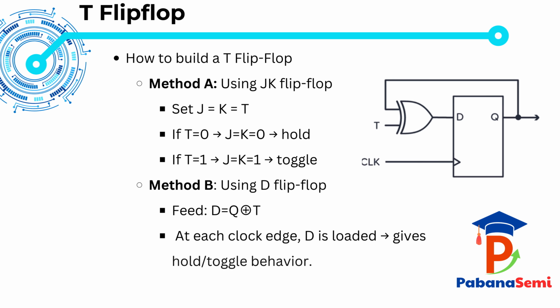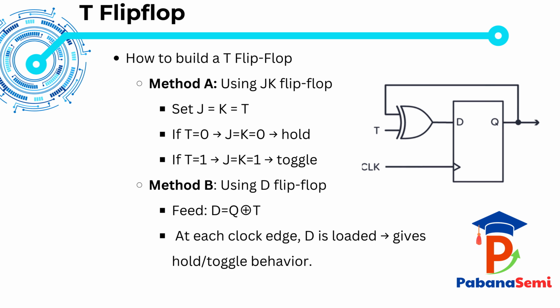Now let's see how we can build a T flip-flop using other flip-flops. There are two common methods. Method A is using a JK flip-flop. We simply connect J and K together and set both equal to T. If T is 0, then J equals K equals 0, so the output holds. If T is 1, then J equals K equals 1, and the flip-flop toggles at every clock edge. So a JK flip-flop naturally becomes a T flip-flop when J and K are tied together.